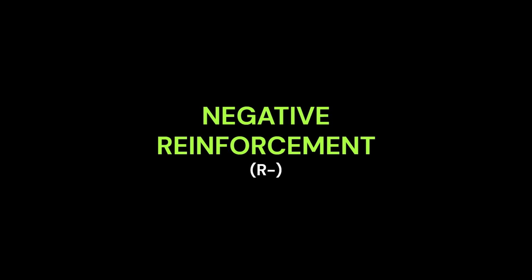Negative reinforcement is when we remove something the dog finds unpleasant in order to increase a behavior. The dog performs the correct action and the pressure or discomfort stops. Because the relief follows the behavior, the dog is more likely to repeat it. So negative reinforcement is simply the removal of something unpleasant to strengthen a behavior.